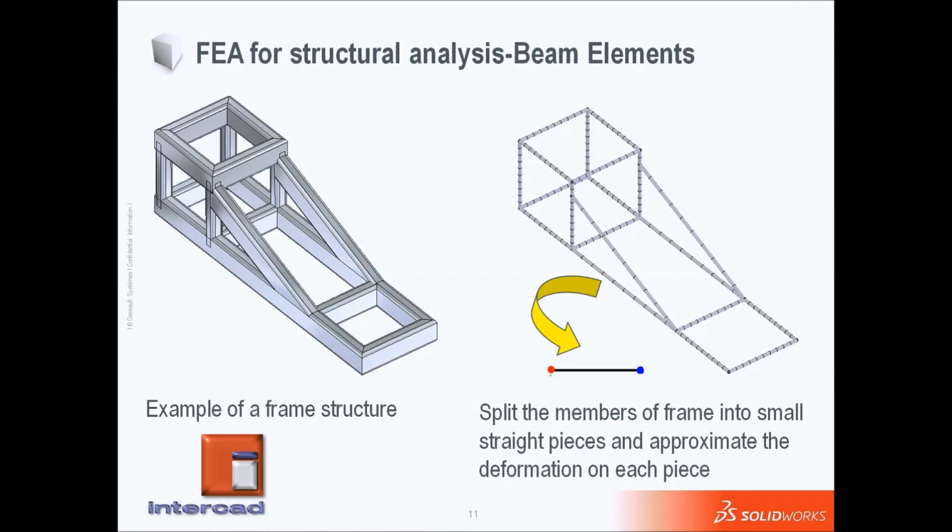And the next type of elements we can use for the meshing are the beam elements. For example, if we have a frame structure, we can split the members of the frame into small straight pieces and approximate the deformation on each piece. That will make the problem simpler.